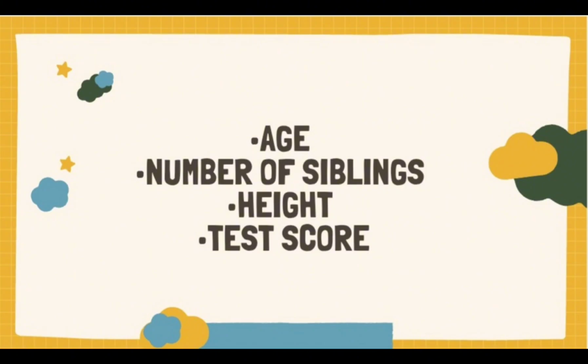Okay, examples of quantitative data include age, 13 years old, number of siblings, you have two siblings, height, 150 centimeters, or a test score, say your test score is 95. So for an example situation, if I ask, how many siblings do you have? Your answer will be a number. So this is quantitative. So easy tip: if the answer is a number, it is quantitative.